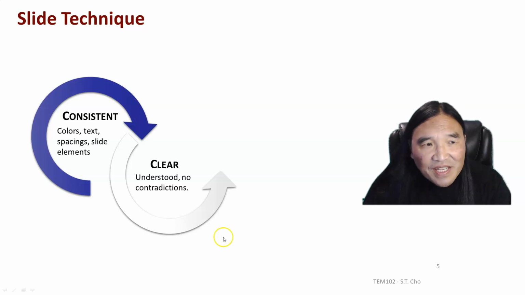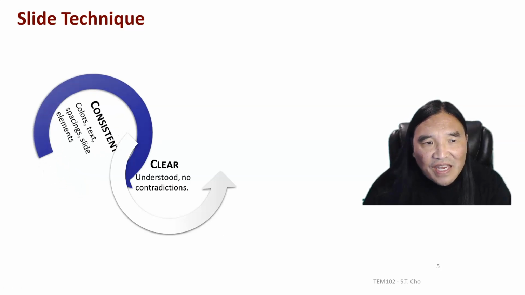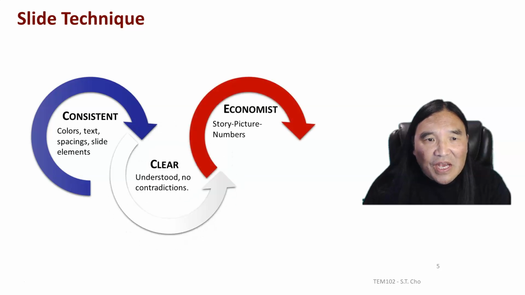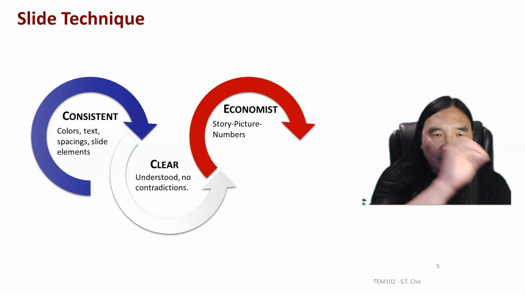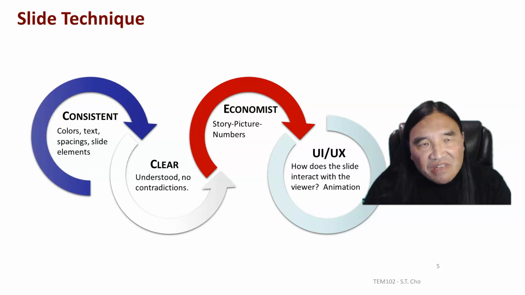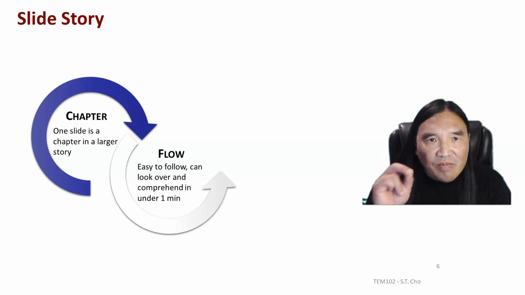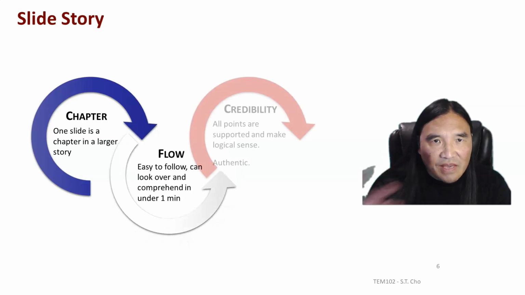In terms of slide technique, is it consistent between your fonts and your texts and everything else? Is it understood? Do you have any contradictions in there? Do you present like an economist? Story, pictures, numbers. And does this slide interact with you? I mean, this is part of the reason why I use animation. Does every slide exist as its own chapter? Is it easy to follow? Again, you should not spend more than 1 minute on a slide. You have to keep it flowing and moving.